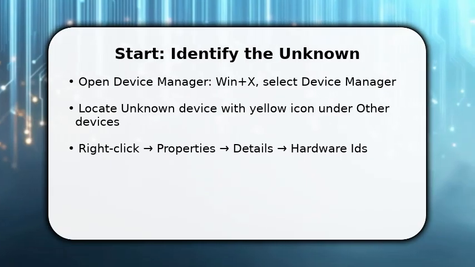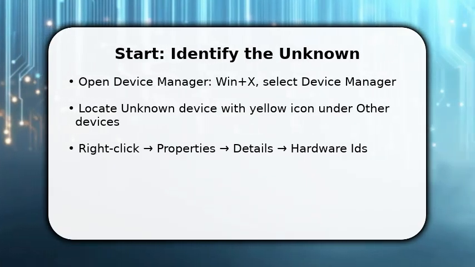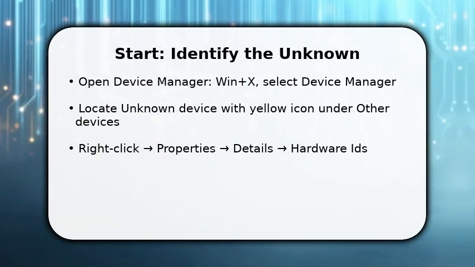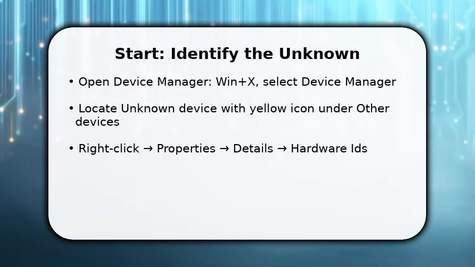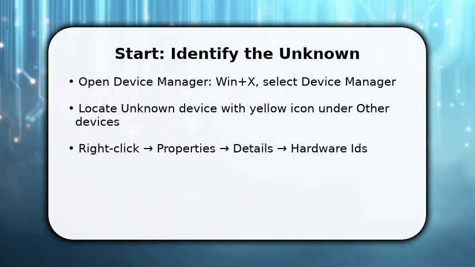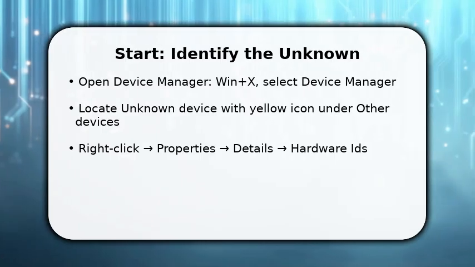You start by finding the unknown device so you know what to fix. Open Device Manager using Win+X and click Device Manager. Locate the entry with the yellow icon labeled Unknown or Other Devices. Once found, right-click and choose Properties, then the Details tab.